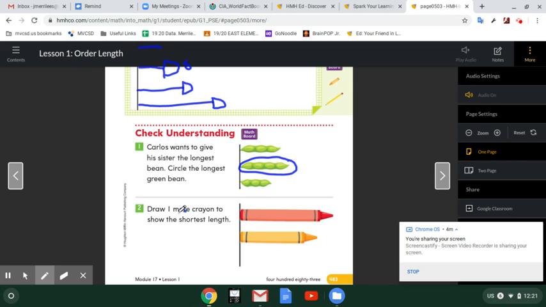Draw one more crayon to show the shortest length. So they drew 2 crayons. We're going to draw the shortest crayon. So our crayon needs to be shorter than both of those crayons.